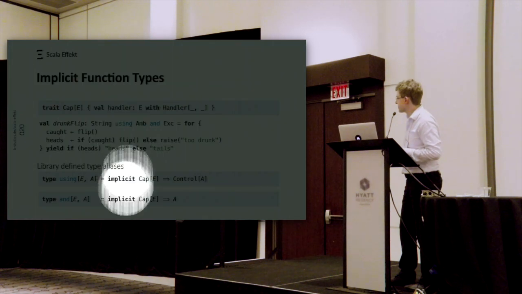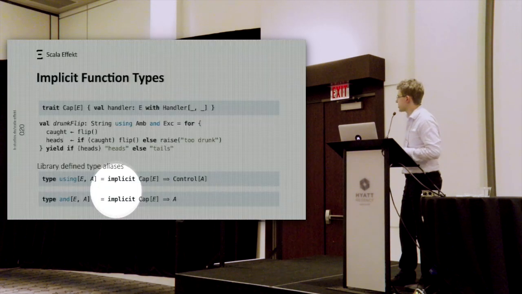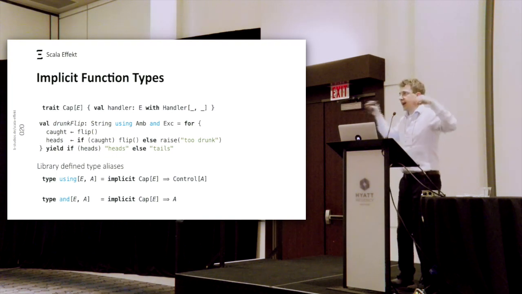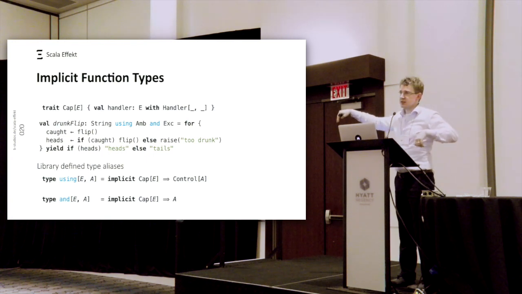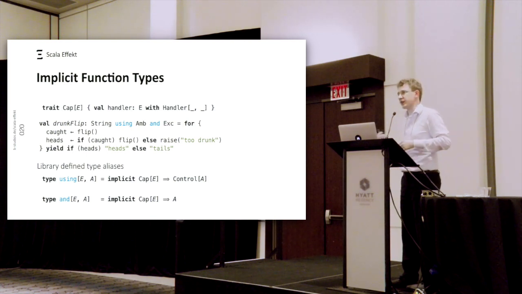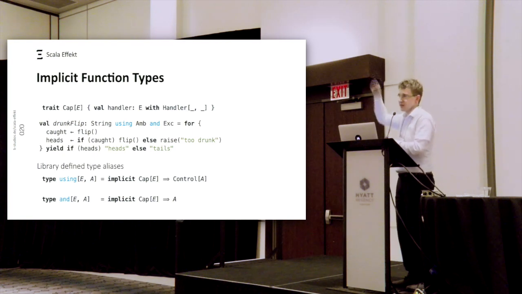Now it's important to note that we have this magic keyword implicit here, which allows us to avoid having to actually pass down these capabilities explicitly, but having the Scala type checker and an implicit inference engine figuring out, okay, this is the capability I need to use here for this effect operation.